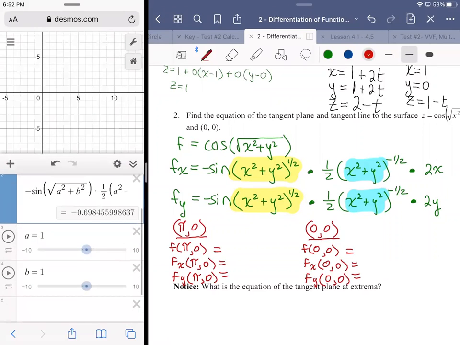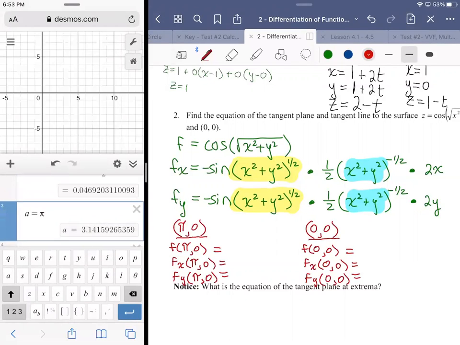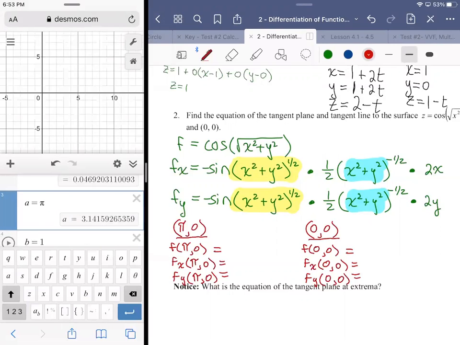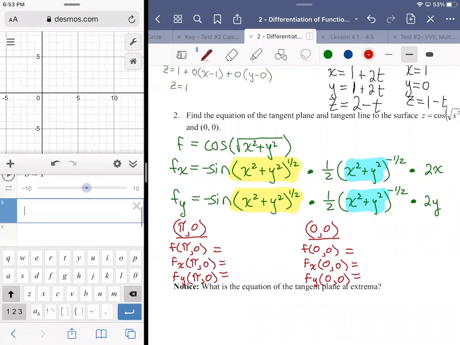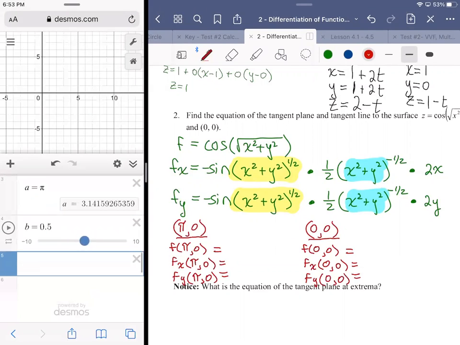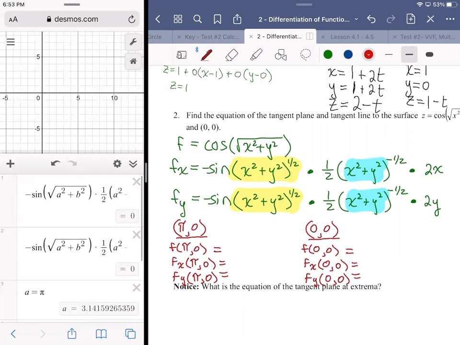Right? And so then I can change my a slider to equal pi. Type in pi, pi. And my b slider, I want that. Well, actually, I could just use the slider there, assuming my chubby fingers will let me do it. Oh, there we go. Surprisingly, it worked. Now you just got to keep track of what it is that you're trying to do.